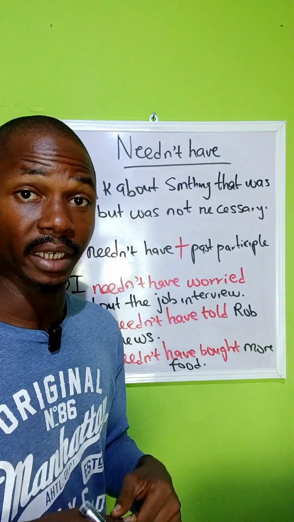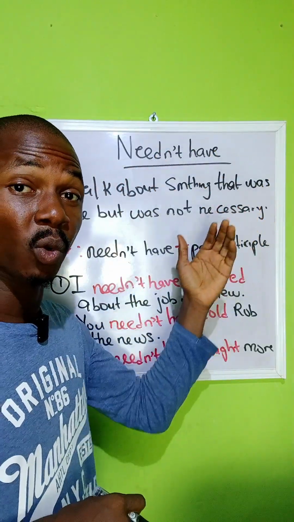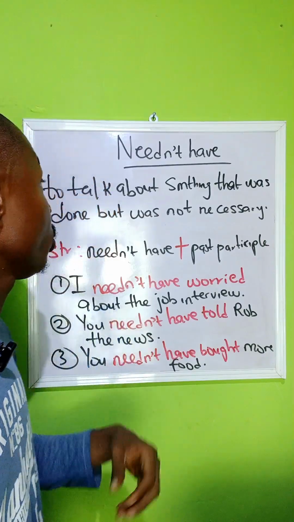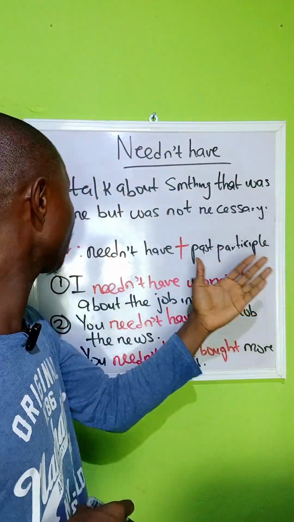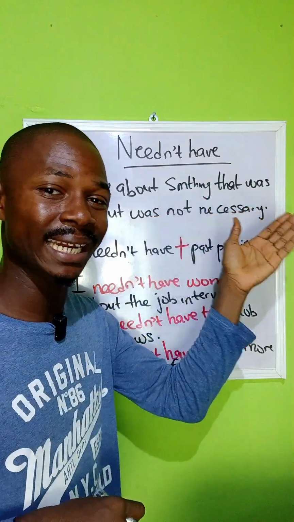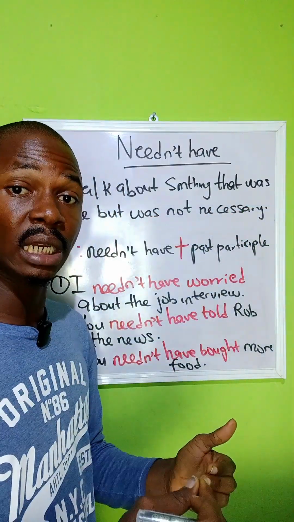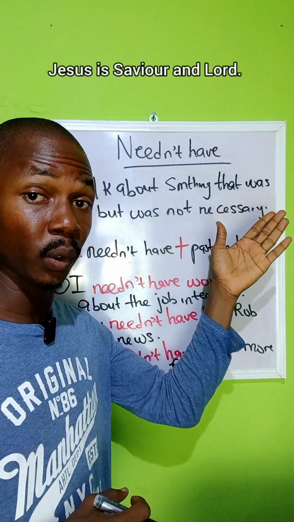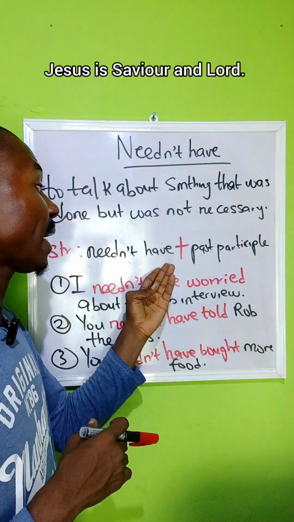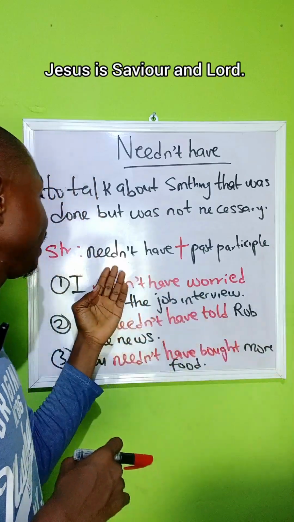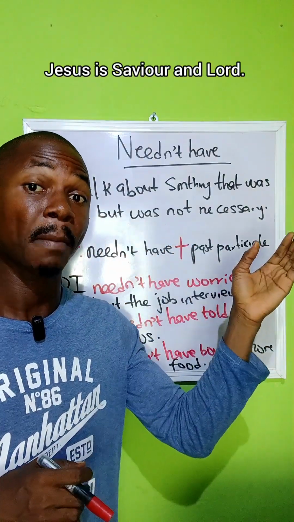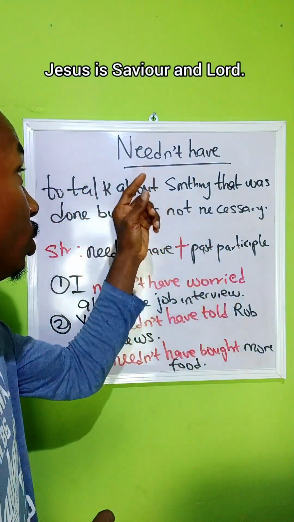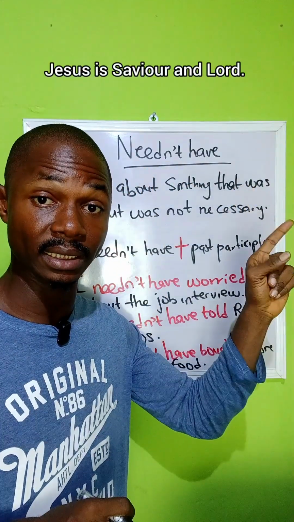Okay, so let's look at needn't have. When do you use needn't have in a sentence? We use needn't have to talk about something that was done but was not necessary. When you do something and it wasn't necessary, you can use needn't have. The structure is needn't have plus the past participle. This is the principle you have to use whenever you want to use needn't have in a sentence.